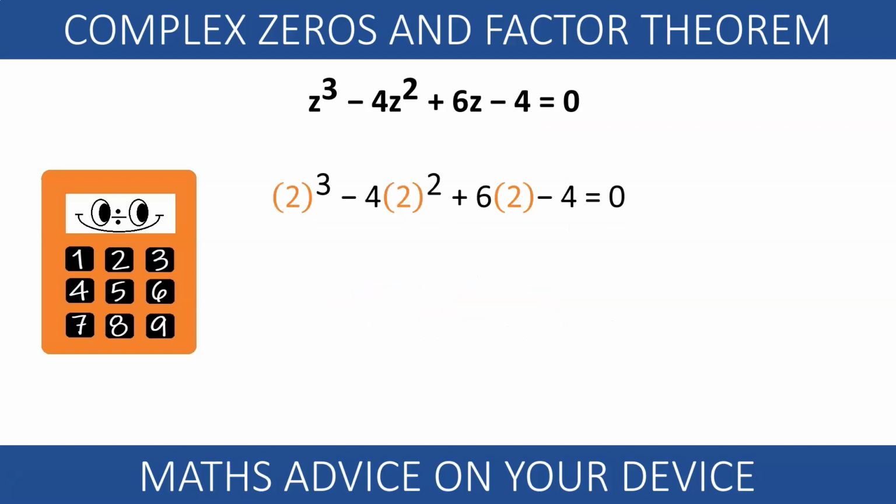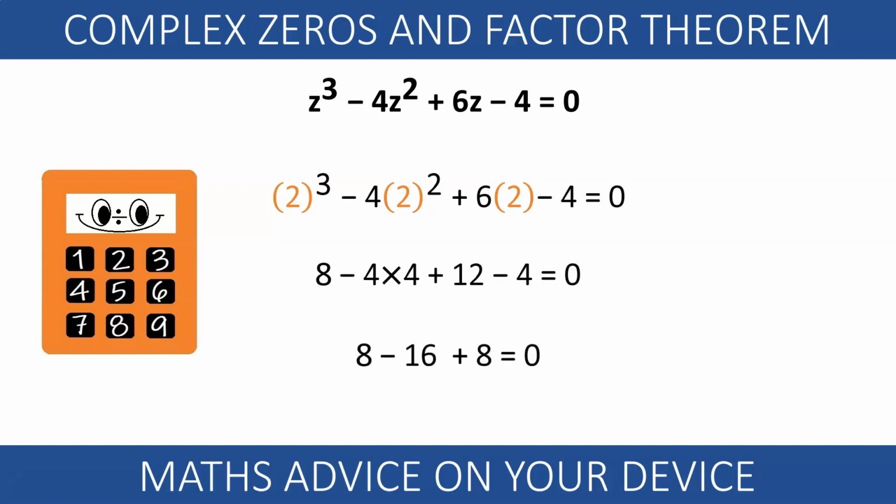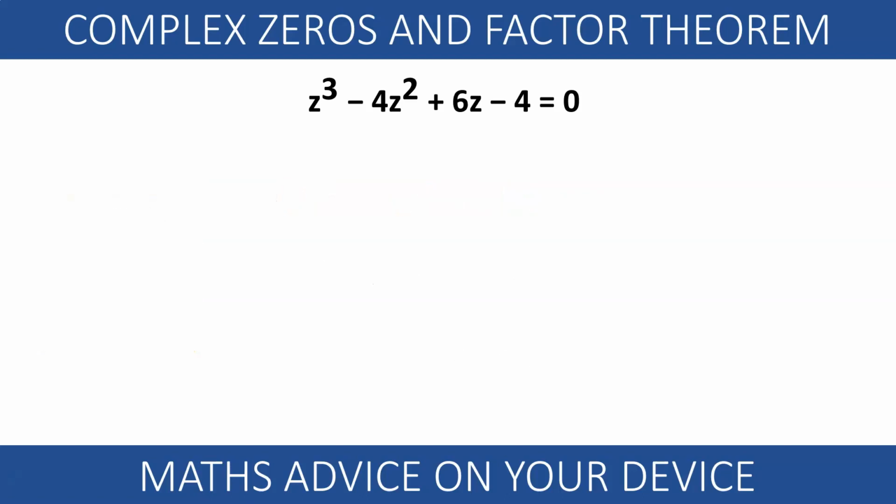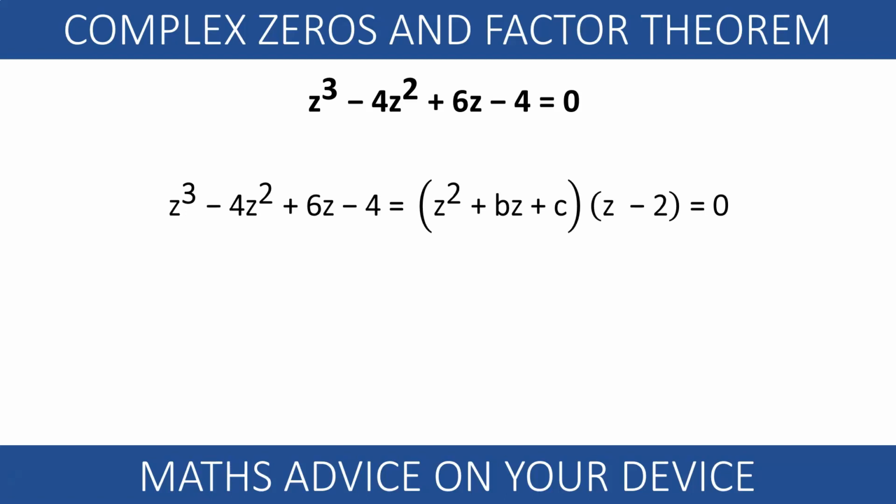We can confirm this by substituting 2 into our cubic. 8 take away 16 plus 8 equals 0, so 2 is a solution. This means that z minus 2 must be the factor. We can find the remaining quadratic by dividing the cubic by z minus 2 or simply by inspection. We know that minus 2 times c equals minus 4, so c must be 2.